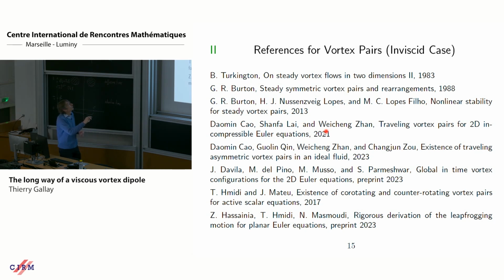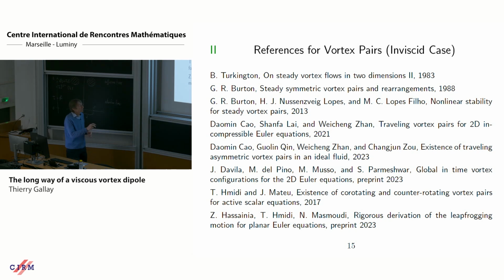This was done by Turkington in the 80s and also by Burton. There is recent progress by a group of Chinese mathematicians around Daomin Cao in Beijing, and also the group in Bath has made some recent progress on that. So a lot of exact traveling wave solutions of Euler, which look like a vortex pair, are known. These are very special solutions because if you take just arbitrary initial data, you don't get a traveling wave solution, but you can construct them.